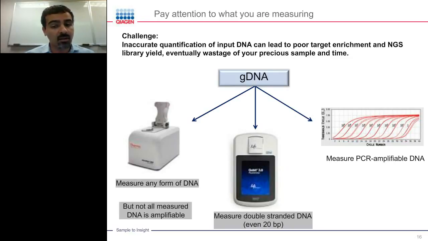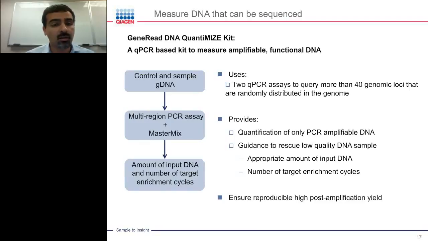We have taken advantage of qPCR and developed the GeneRead DNA QuantiMIZE kit to specifically address this challenge. It is a qPCR-based kit that measures amplifiable or functional DNA. By using this kit, you can actually get a good sense of how much of the DNA that is present in your sample can be amplified by PCR and can be translated to library yields and good sequencing data.